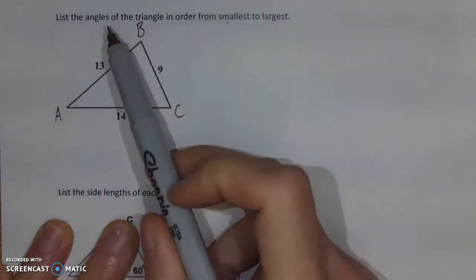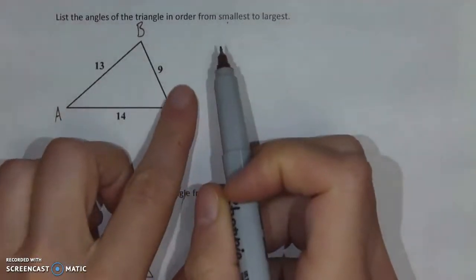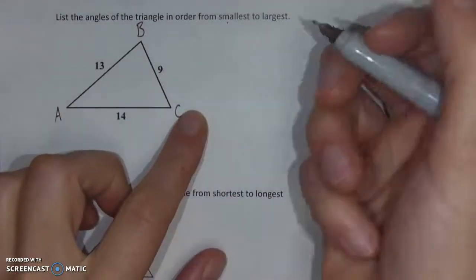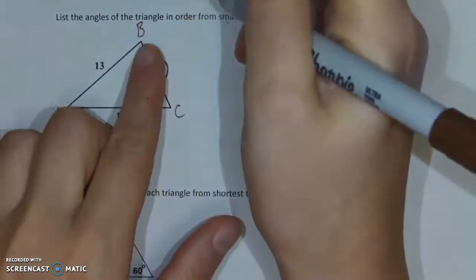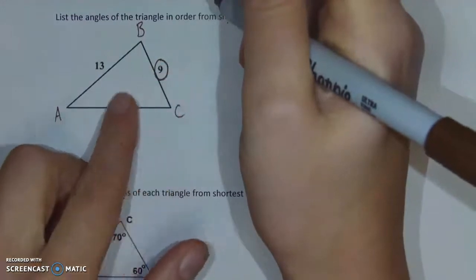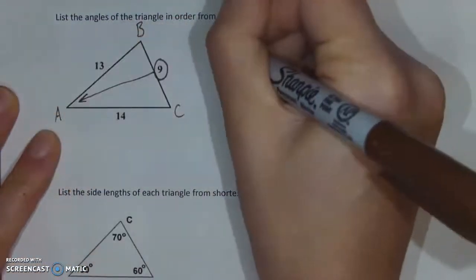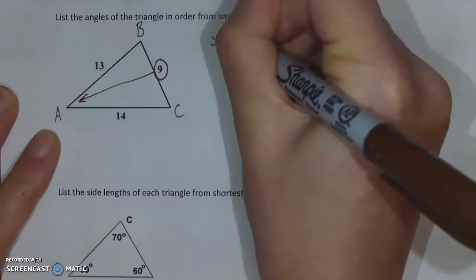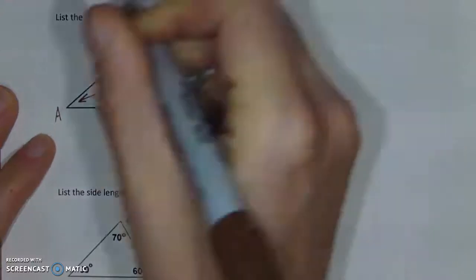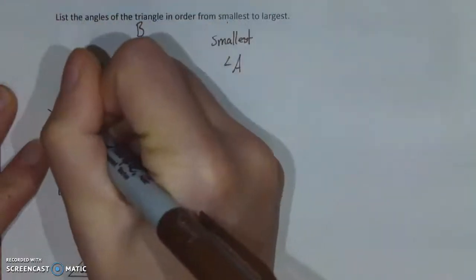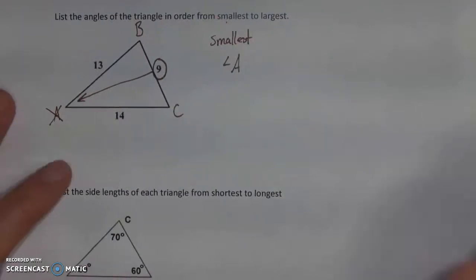Now, if I wanted the angles from smallest to largest, I know that my smallest angle is going to be opposite the smallest side. And since this right here is my smallest side with a measure of only 9, that means the opposite angle, the angle that's not touching it, is going to be the smallest. So that would be angle A. I can even cross it out if I want, because I know that that angle is taken care of.